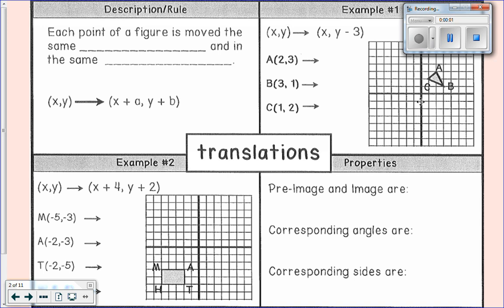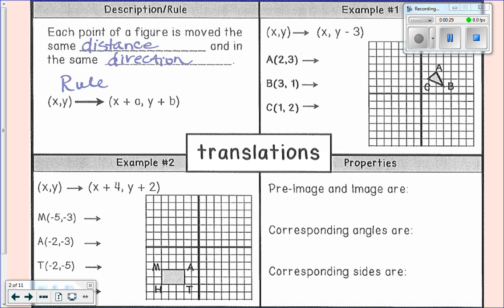All right, translation is the fourth transformation. All right, so translation: each point of a figure is moved the same distance and in the same direction. And here's what the rule can look like.